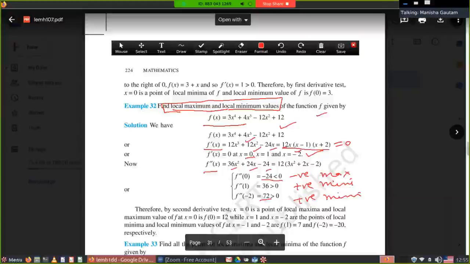and at x equal to 0 the function shows maxima. Now calculate the values. f of 0 gives you the maximum value. f of 1 will give you a minimum value, and f of minus 2 will also give you a minimum value. These two are the minimum values. Here the minimum values are 7 and minus 2, and the maximum value is 12. You can calculate it.